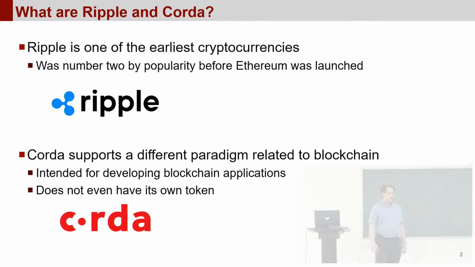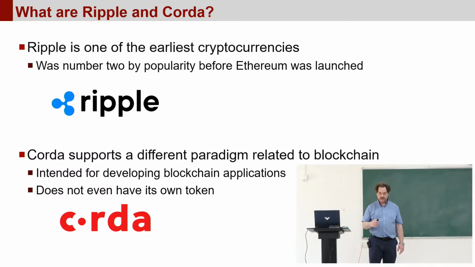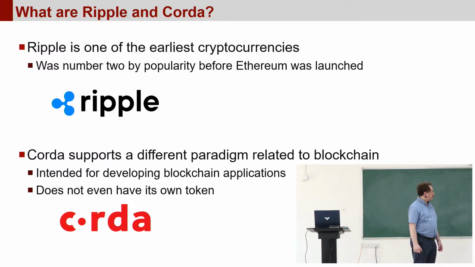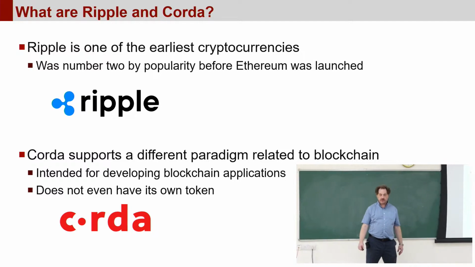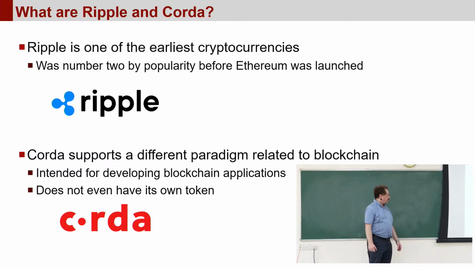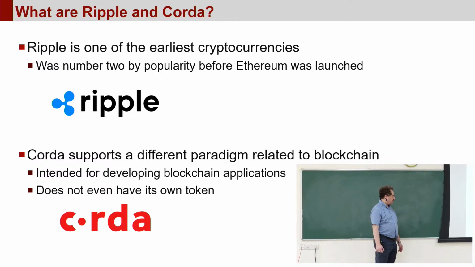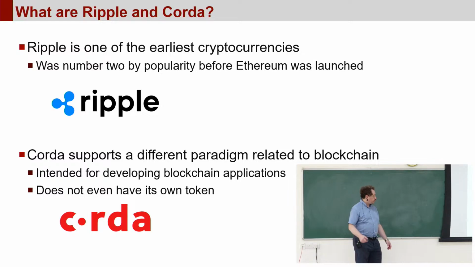So Ripple is one of the earliest cryptocurrencies, and today it's number 4 by the market cap. But it was number 2 by popularity after Bitcoin, before Ethereum was launched. Well, Corda, I already mentioned Corda in the lecture on Hyperledger. Corda supports a totally different paradigm related to blockchain. And it's intended for developing blockchain applications, and doesn't even have its own token.